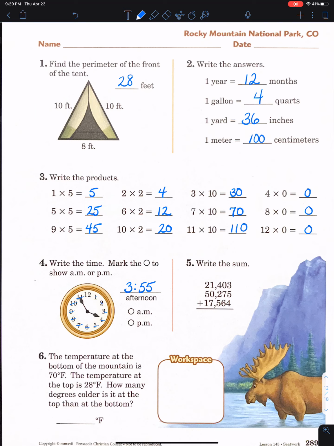Well, if it's 3:55 in the afternoon, is that 3:55 a.m. or p.m.? It's p.m. 3:55 a.m. would be dark outside. That's in the middle of the night. Okay, number 5, we have to write the sum. So go ahead and pause the video and take some time to figure out the answer to this one. And when you're ready, push play and you can watch me work it out and see if you got it correct.